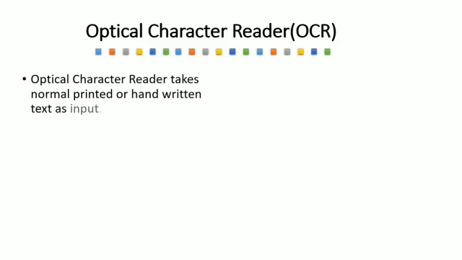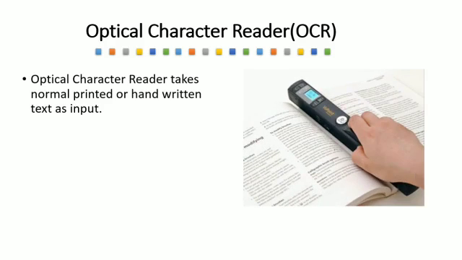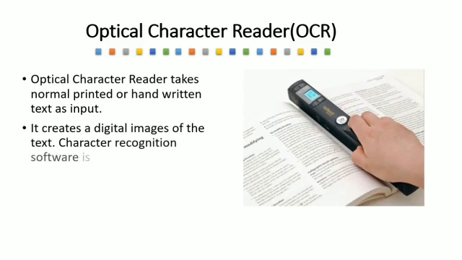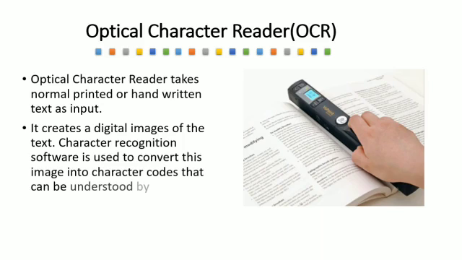Now the next one is optical character reader, OCR. Optical character reader takes normal printed or handwritten text as input. It creates a digital image of the text. Character recognition software is used to convert this image into character codes that can be understood by a computer.